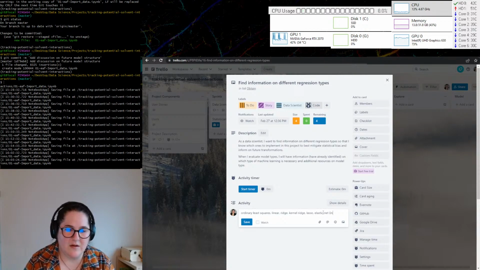And I'm going to put here in sklearn, it applies ridge mechanics to a lasso.